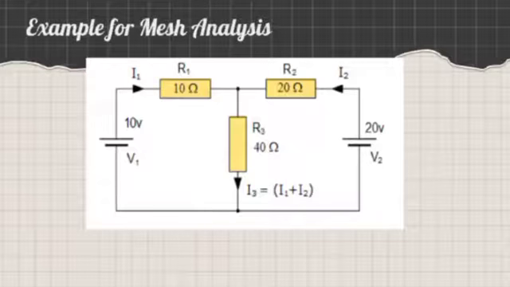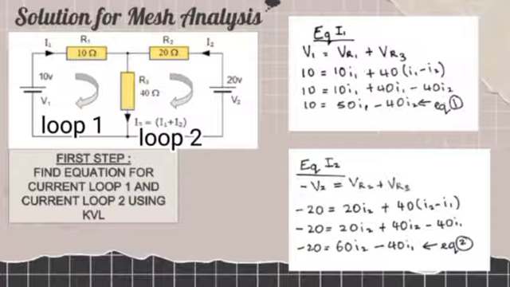So this is an example for circuit mesh analysis. To identify a mesh analysis circuit, there is no current source in the circuit. That means that this circuit is a mesh analysis. In this circuit, there are two voltage sources, that is 10 volt and 20 volt. And then there are three resistors, that is R1 10 ohm, R2 20 ohm, and R3 40 ohm. In this circuit, there are two loops, that is loop 1 and loop 2.